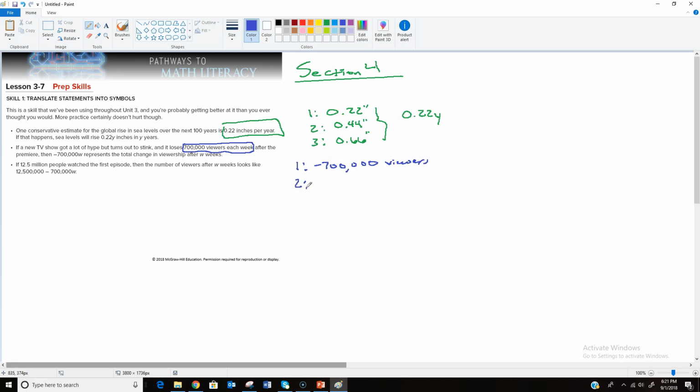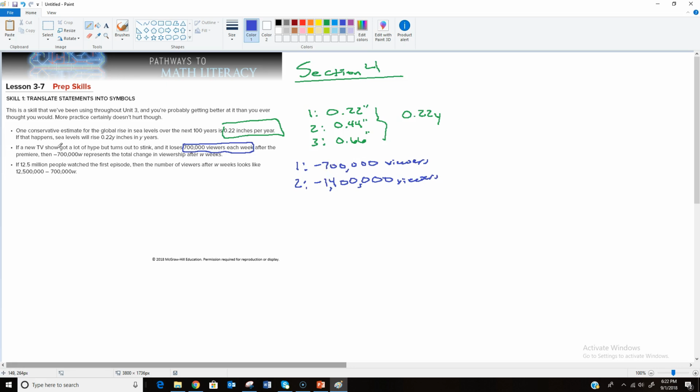And after 2 weeks, you'd be at negative 1,400,000 viewers, and so on. So each week, you multiply by the number of weeks it's been, and that's how many viewers you've lost. So 1 times negative 700,000 would be negative 700,000. 2 times negative 700,000 would be negative 1,400,000, and so on.